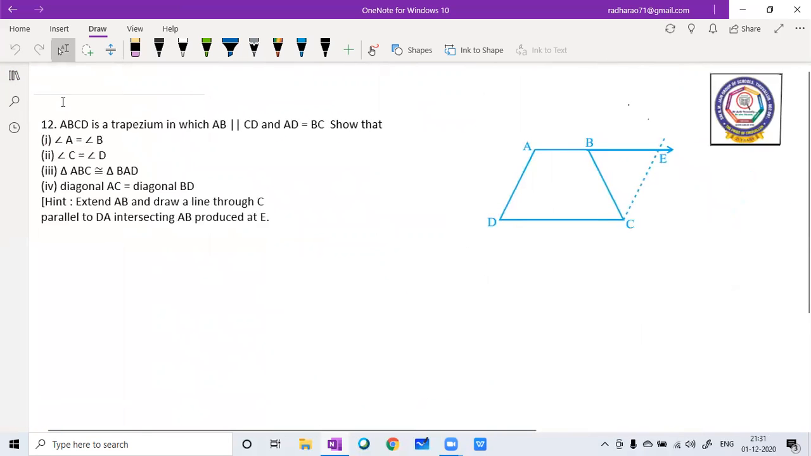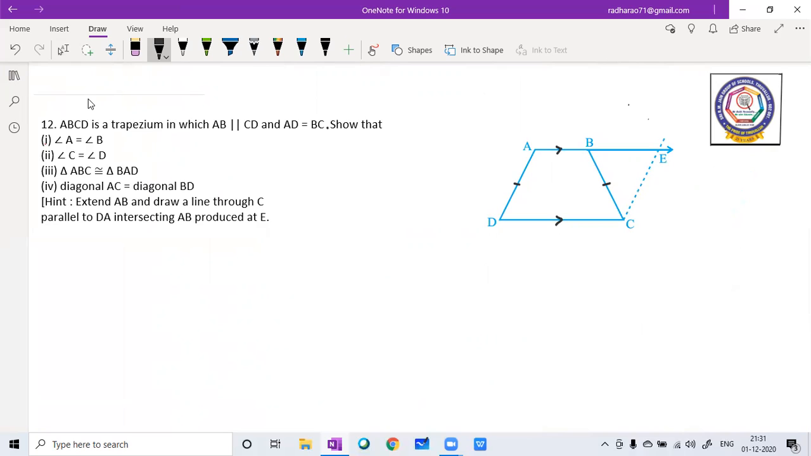Question number 12. Okay. So what is given? ABCD is a trapezium in which AB is parallel to CD and AD is equal to BC. We have to show that angle A is equal to angle B, angle C equal to angle D, and triangle ABC is congruent to triangle BAD, and diagonal AC equal to diagonal BD. So what is given? ABCD is a trapezium. You know, in a trapezium, always one set of opposite sides will be parallel. So AB is parallel to DC, that is given. So ABCD is a trapezium in which AB and CD are parallel and AD is equal to BC. These two are given equal.